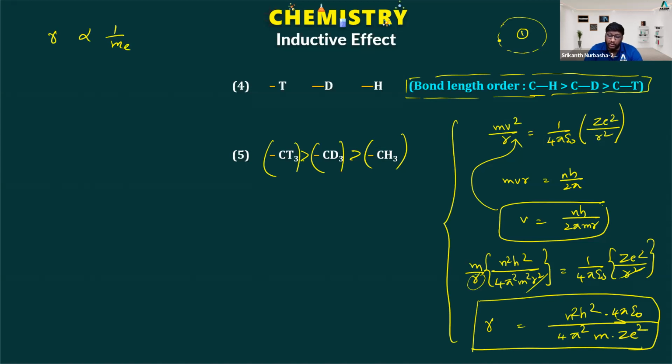But here what you have to understand carefully is that the electron is not actually revolving around a stationary nucleus, but the nucleus also has some motion.